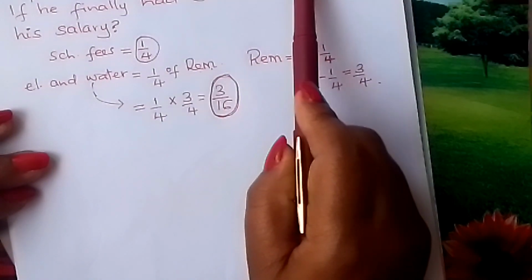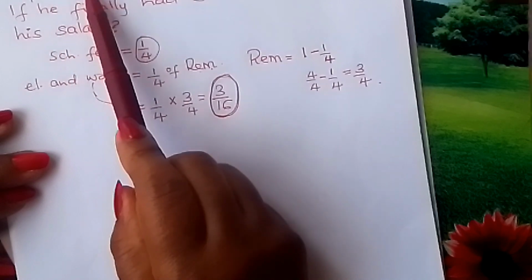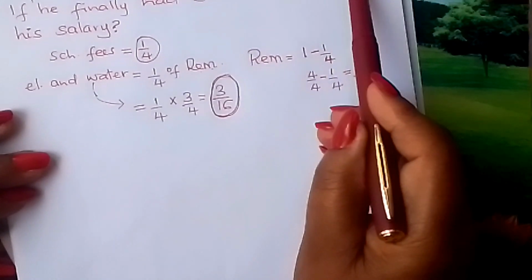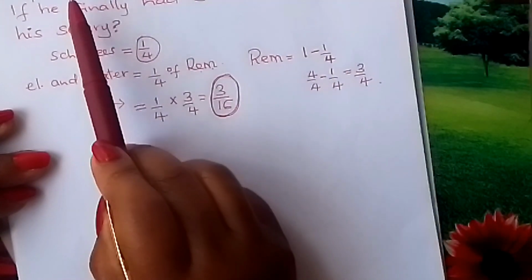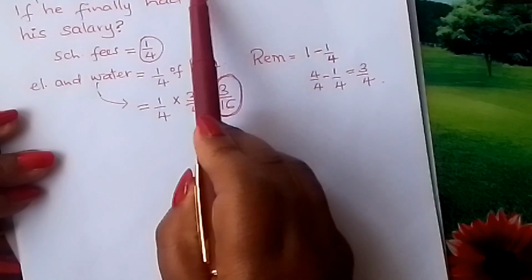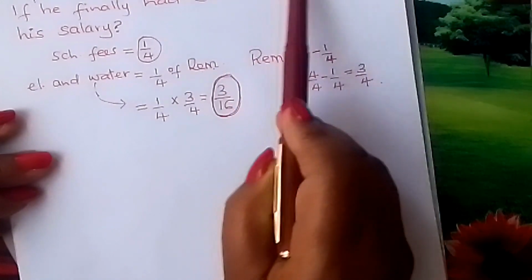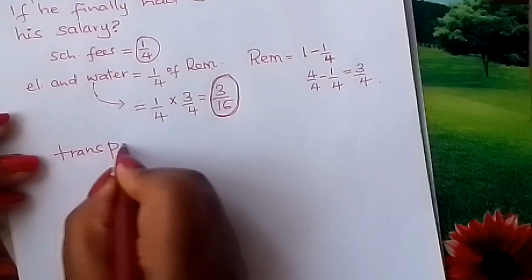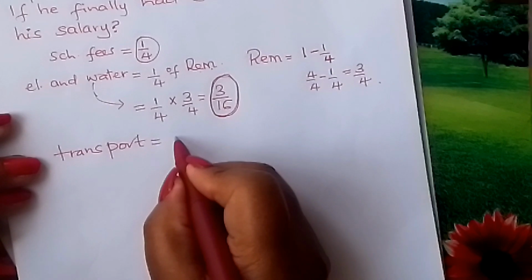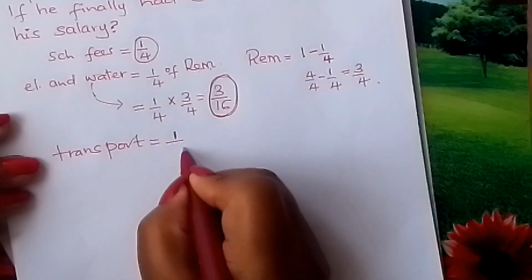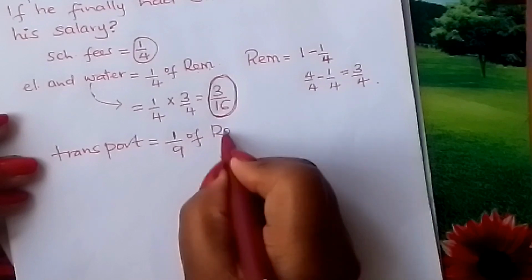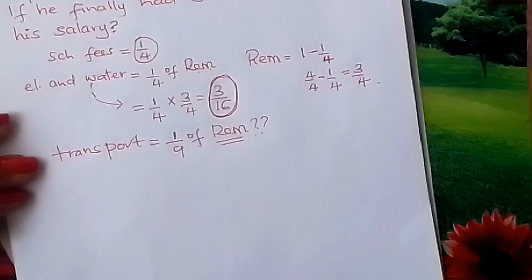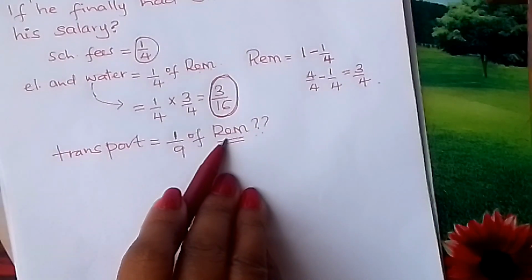Then, we move on to the next sentence. He then spent 1/9 of what was left on transport. He then spent 1/9 of what was left, of the remainder again, on transport. So, we go to transport. You write it in short for the sake of understanding. He spent 1/9 of what was left or of the remainder. What is this remainder again here? What is this remainder?